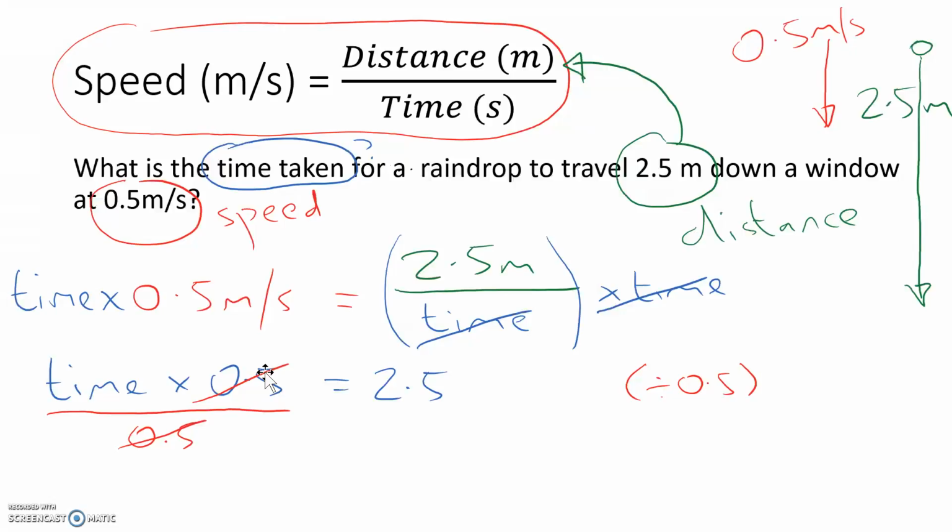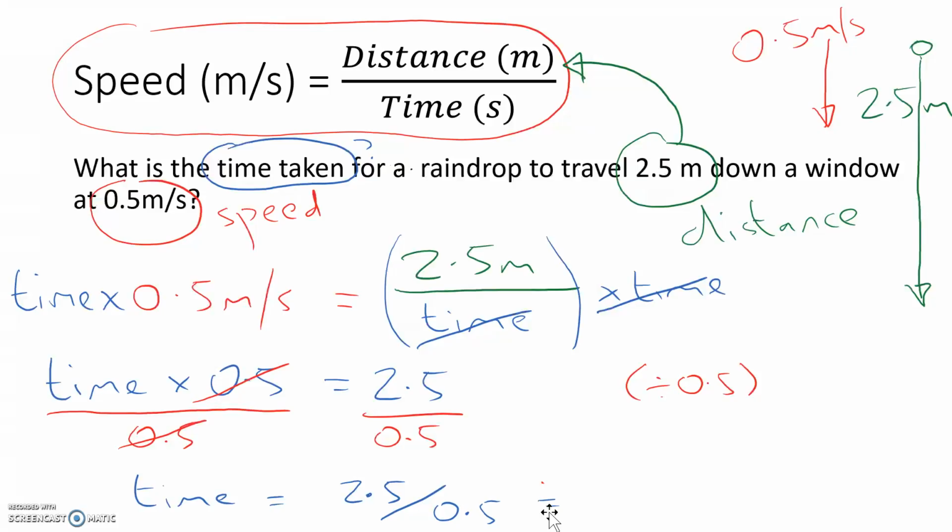Okay, but if I divide the left-hand side, let's move that cursor. If I divide the left-hand side by 0.5, I must remember to do the same to the other side. I'm going to divide by 0.5. So we get a new equation that says that time is equal to 2.5 divided by 0.5.